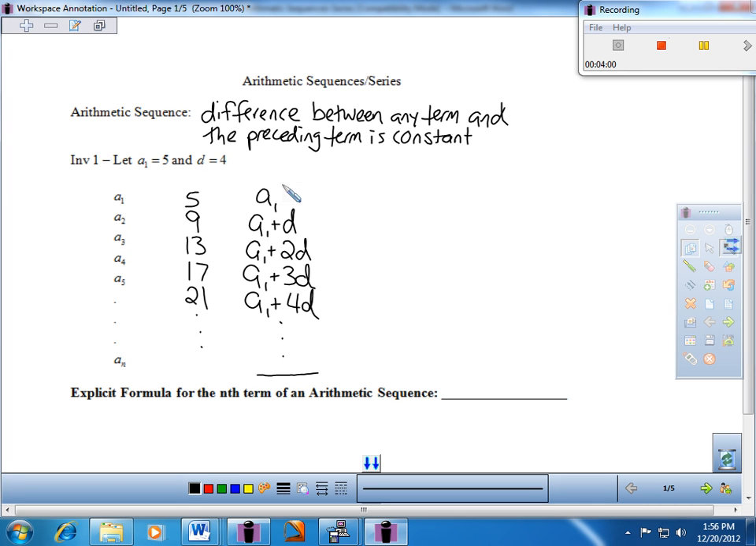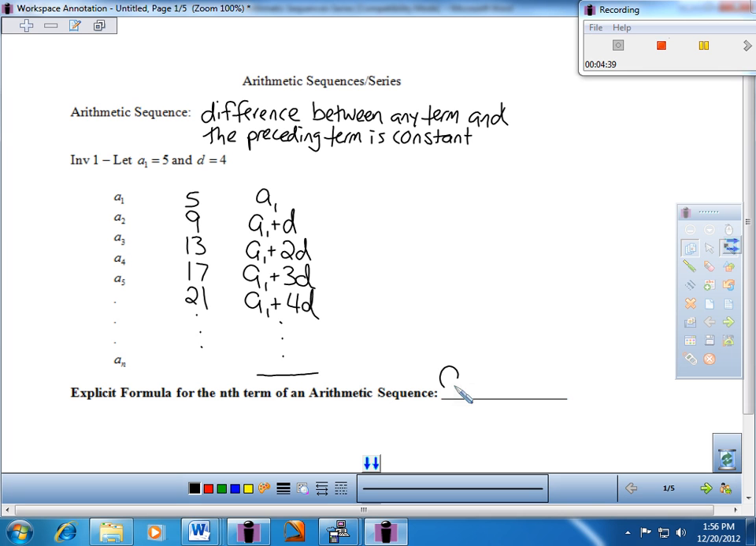So let's put this just immediately in the blank right here. Notice it's bolded, and obviously we're going to be utilizing this, so please make note of this one. This is what's called an explicit formula because it's in terms of n. So explicit formula for the nth term of an arithmetic sequence.